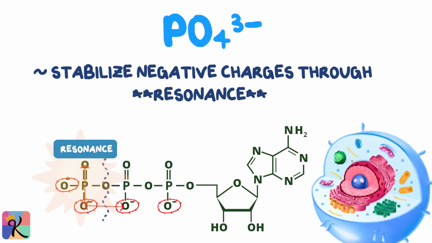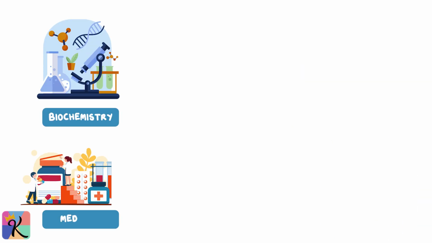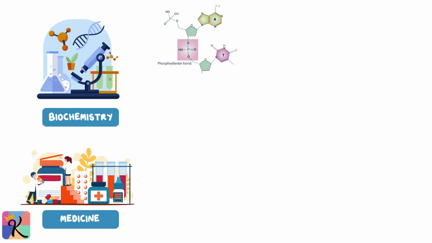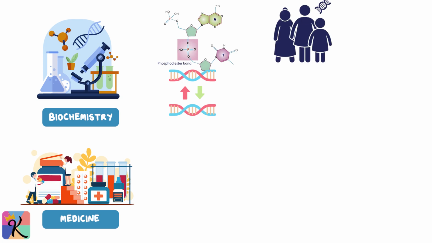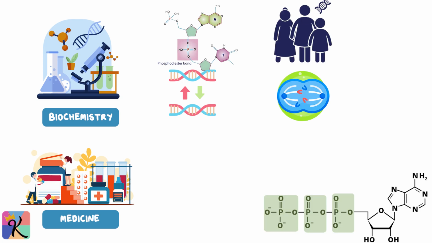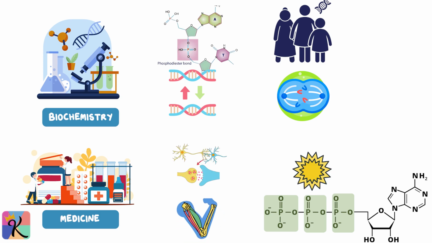Understanding phosphorus-containing compounds isn't just about memorizing reactions. It has real-world applications, especially in fields like biochemistry and medicine. For example, the role of phosphate groups in DNA replication is fundamental to genetic inheritance and cell division. Phosphates also play a crucial role in energy metabolism. Every time a muscle contracts or a neuron fires, phosphates are involved in the energy transfer.